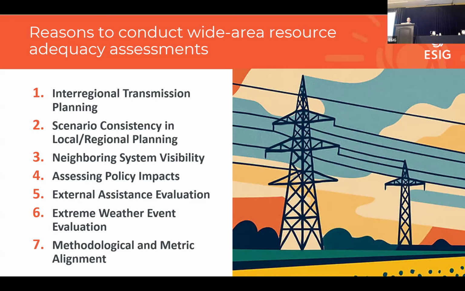Assessing policy impacts is more and more becoming not just a local impact, local policy, but national or continental policy. And really starting to look at external assistance during RA events. How much can we lean on a neighbor if we need to for resource adequacy? And how does that change in extreme weather events that might span large geographies? And then lastly, I think just in Europe, the methodological and metric alignment.